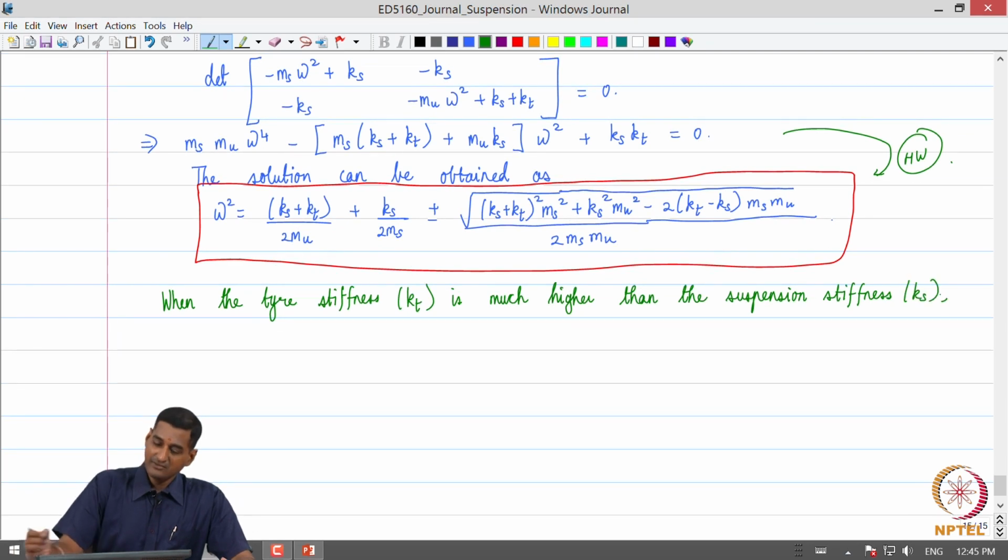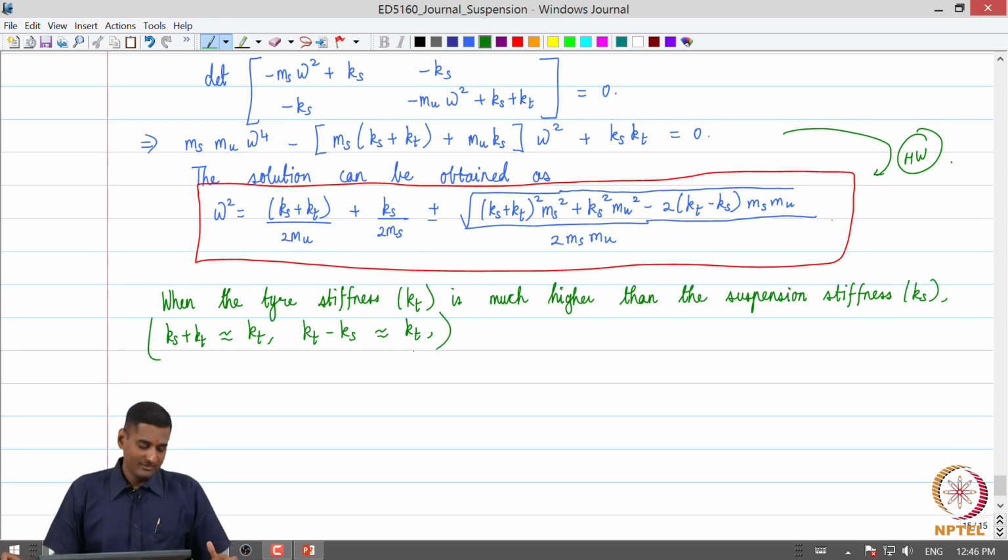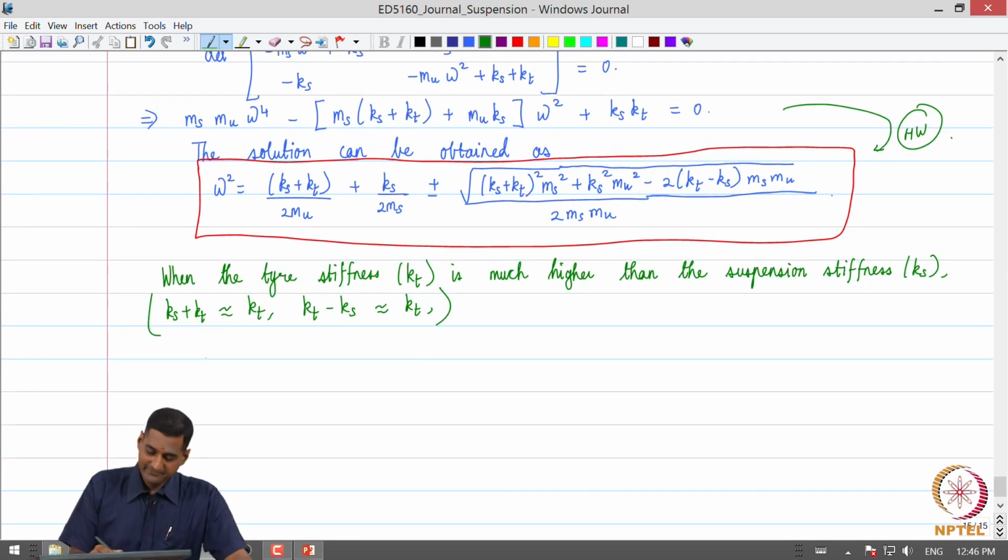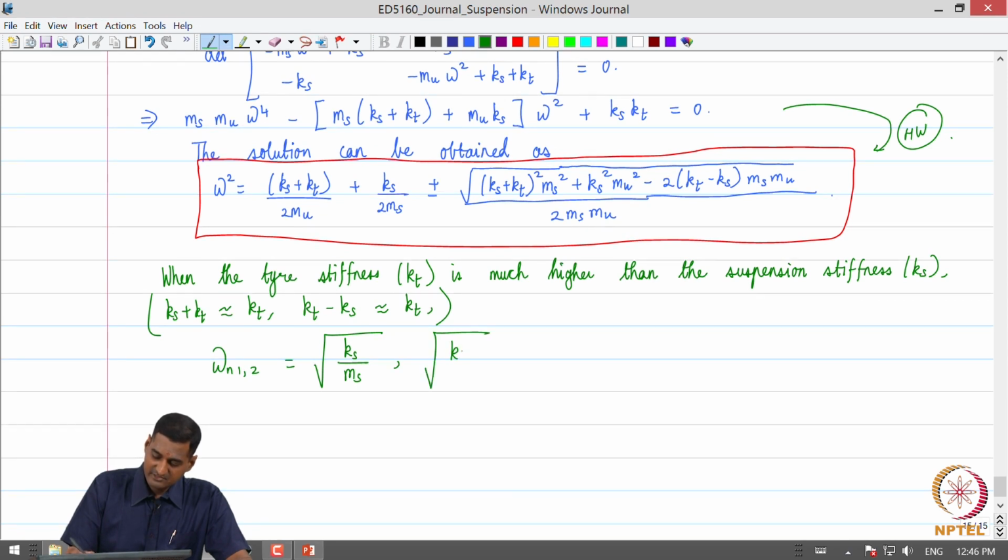Ks, okay. One simplification that we can do is that we can take Ks plus Kt as almost Kt, right, and then we can consider Kt minus Ks as almost Kt. Okay. Using this simplification, what we will get is that if you do the algebra, you will observe that the first and the second natural frequency will reduce to square root of Ks by Ms and square root of Kt by Mv.